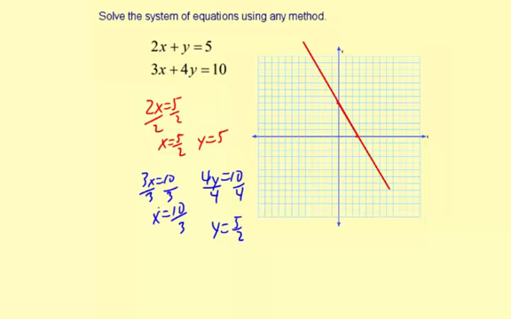Okay, now 10/3 for the x. Let's look at that one. That's the same thing as 3 1/3. And I'm going to estimate that to be 3.3. So right there. And then the y, 5/2, that's 2.5. Put that right there.